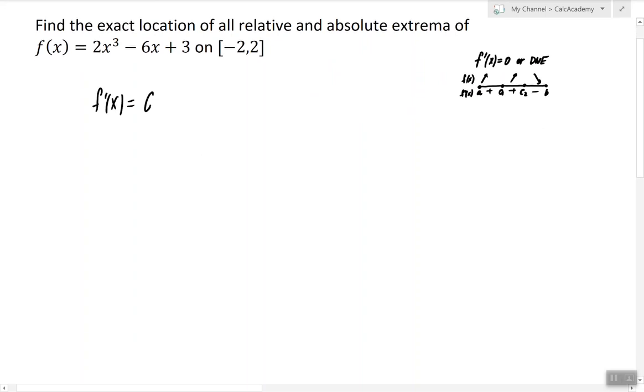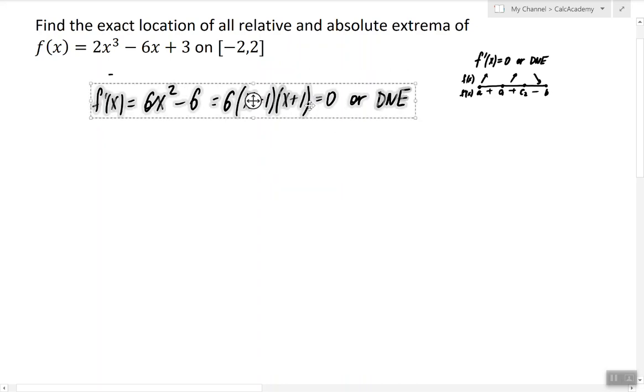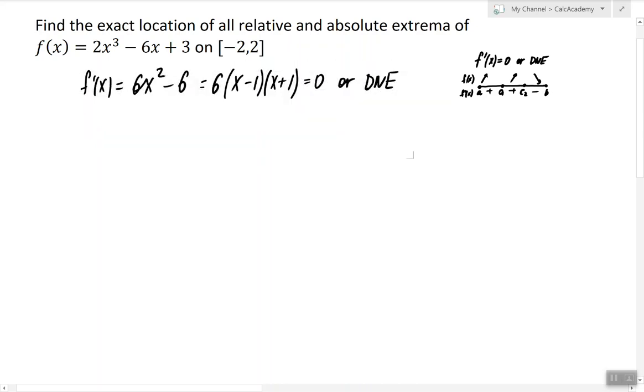So the derivative of this function is 6x squared minus 6. 6 can be factored out, and x squared minus 1 can also be factored out, and this is a polynomial of degree 2. It is always defined, so we don't have to worry about the points where it doesn't exist. However, there are 2 points where the first derivative is equal to 0. So these points are called critical points.